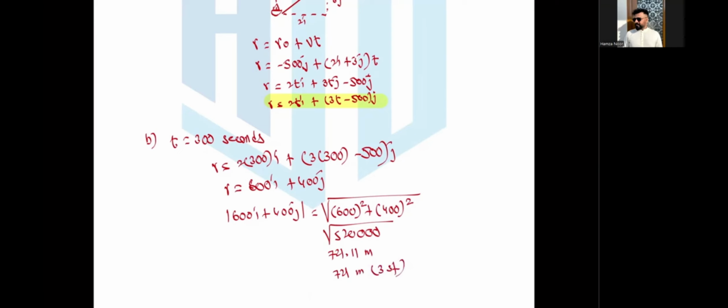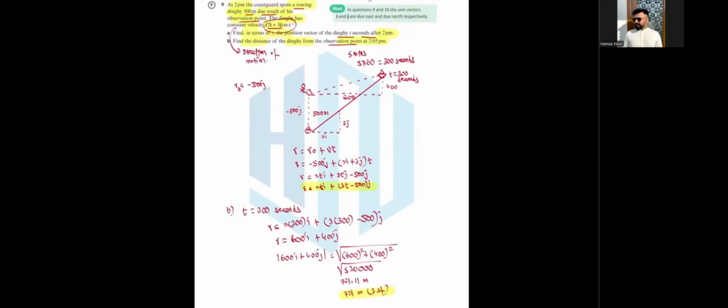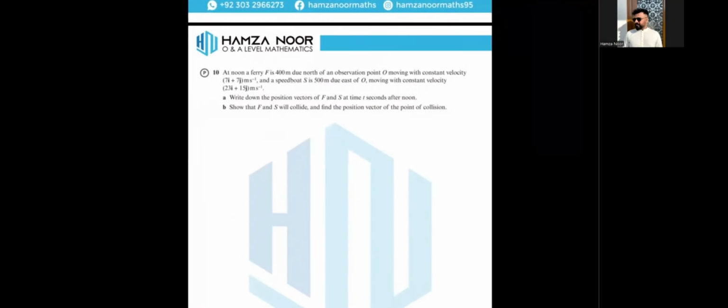This is basically the distance as per the requirement, the distance of the dinghy from the observation point at time 2:25 pm. Okay, so this was basically question number 9 of exercise 3D. All right, so after this we have question number 10 of exercise 3D.